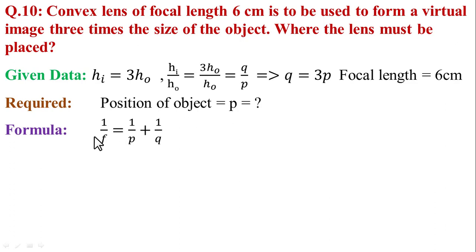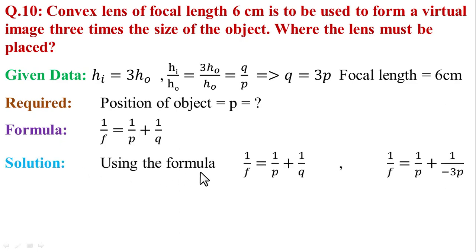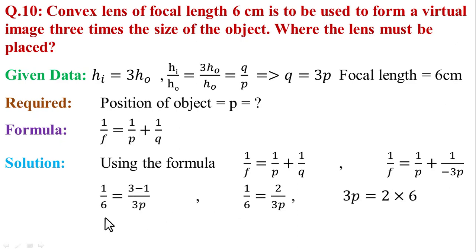Then we write the formula 1 over f is equal to 1 over p plus 1 over q. Now using the formula to find the solution, we put the value of q. Here q is equal to 3p, and we take its value as negative. Then 1 over f is equal to 1 over p plus 1 over minus 3p. Putting the value of focal length, 1 over 6 is equal to 3 minus 1 divided by 3p. Now cross multiplication, then 3p is equal to 2 multiplied by 6.